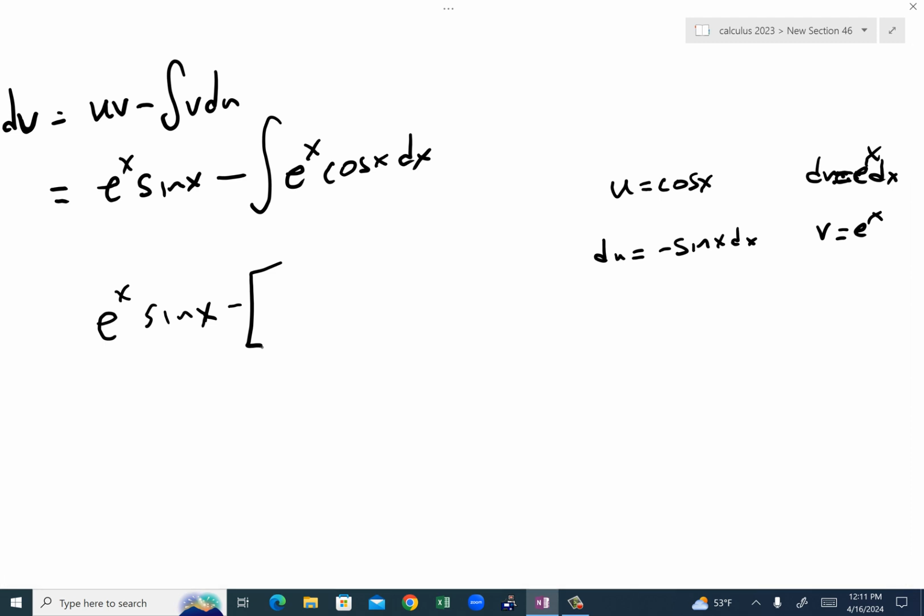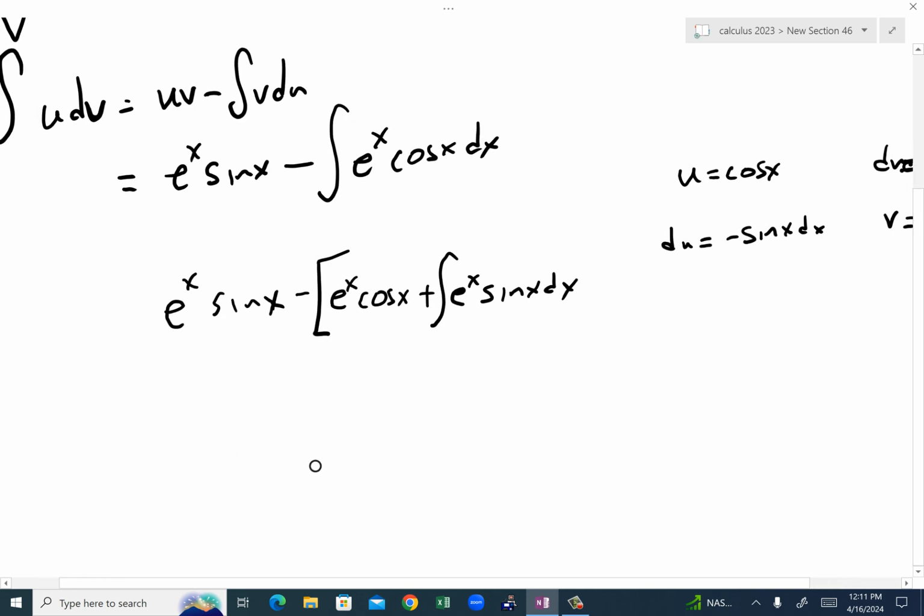Okay? So it's going to be e to the x cos x minus the integral of v du, but that's a minus, so it's a plus. Plus, and that would be the integral of e to the x sine x. And now, my friends, we have made a full revolution, yes? Can you see that? Now, let me suggest to you that this is the integral of e to the x sine x dx. True that? This is the integral of that.